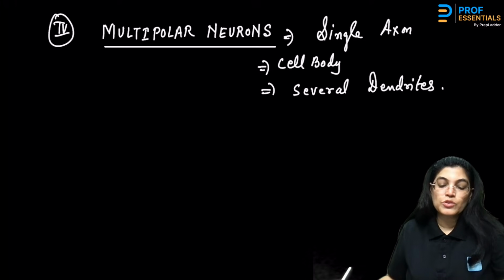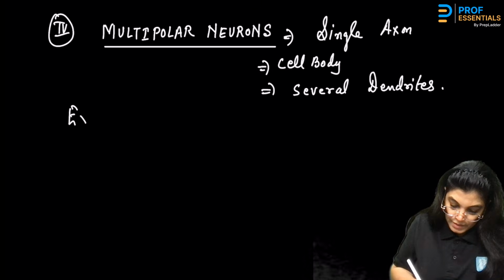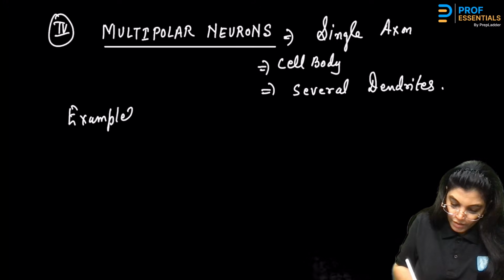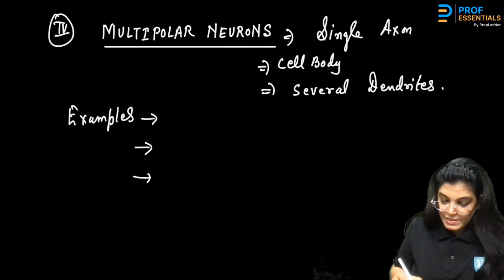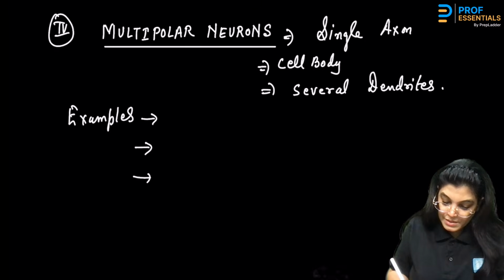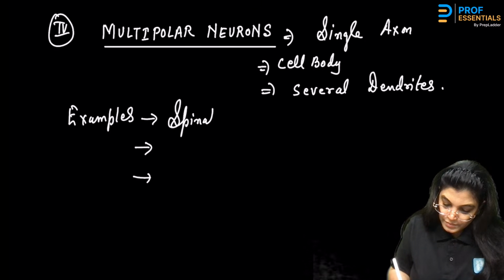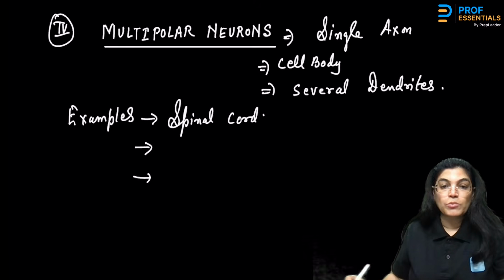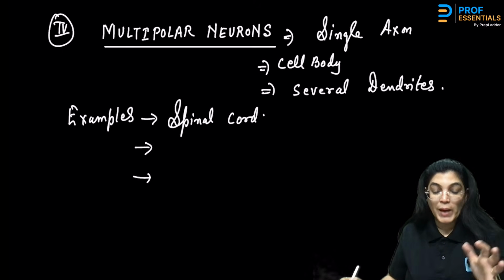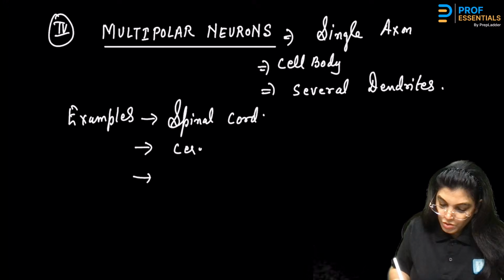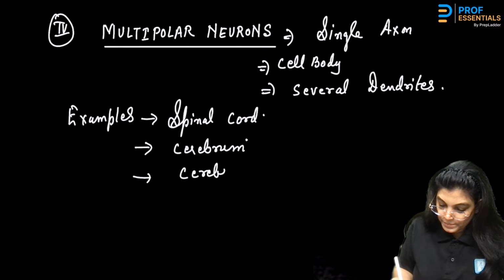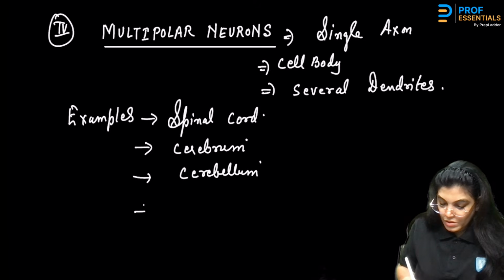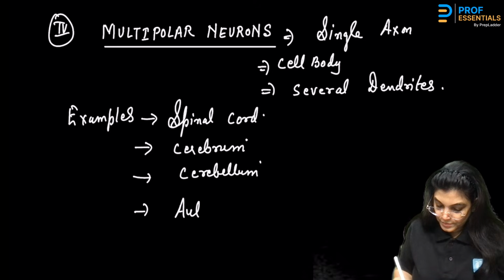Now it's important to know the examples of multipolar neurons. The neurons present in the spinal cord, which is the most common, are multipolar neurons. They are also present in the neurons of the cerebrum, cerebral cortex, cerebellum, and also autonomic ganglia.